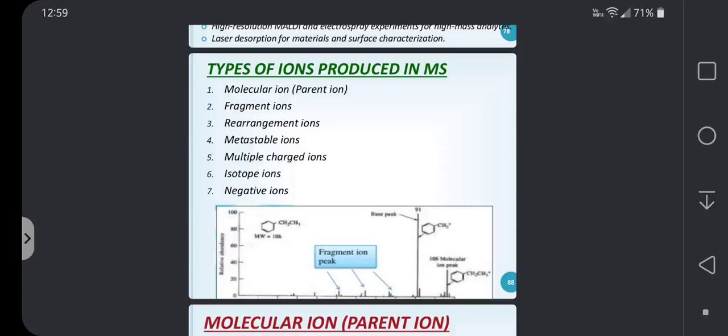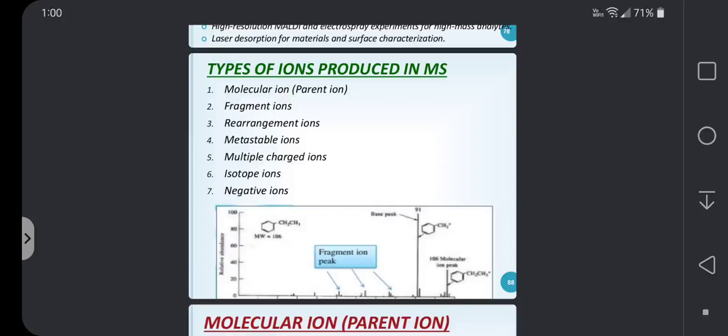In this video, we have seen some applications of mass spectrometry and types of ions. What are all the types of ions produced in mass spectrometry? In the next video, we will elaborately see what is a molecular ion, fragment ion, rearrangement ion, metastable ion, multiple charged ion, isotope ion, and negative ions.